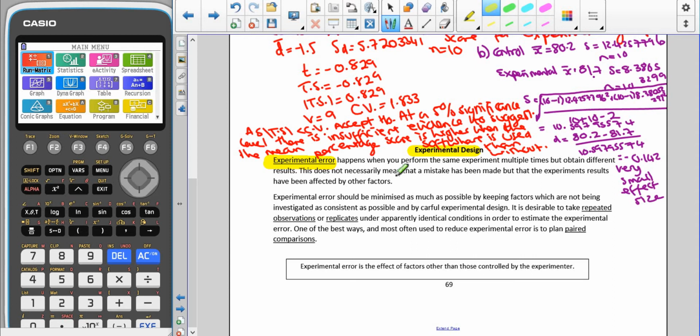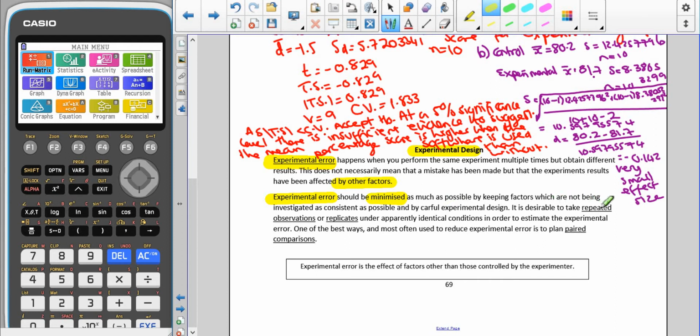Quite a lot of times, when we had a look at confidence intervals, we talked about how the mean from a sample, we'd expect it to be in a certain range, depending on if we found a 90% confidence interval or 95% confidence interval. Then we'd expect the means of other samples to lie within that confidence interval. We're talking about it being outside of that, and the reason for that is that other factors have affected the outcome. So experimental error should be minimised as much as possible by keeping factors which are not being investigated as consistent as possible by careful experimental design.